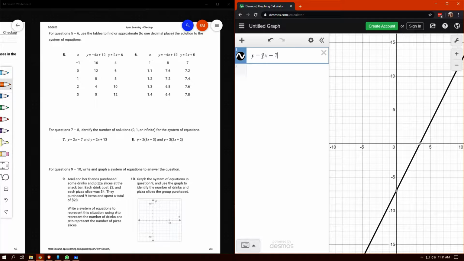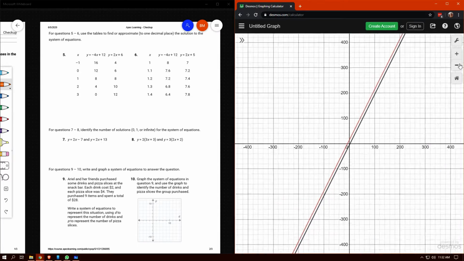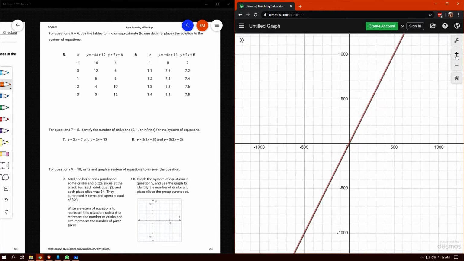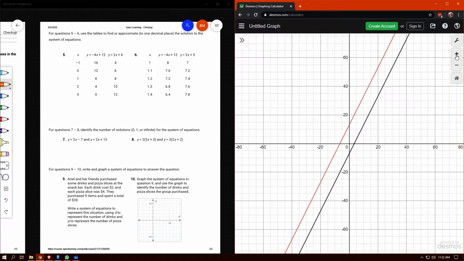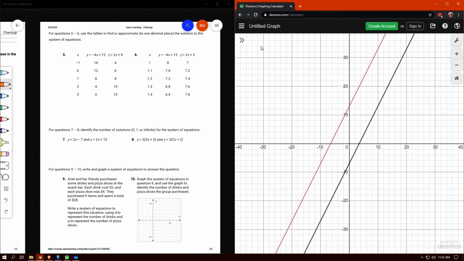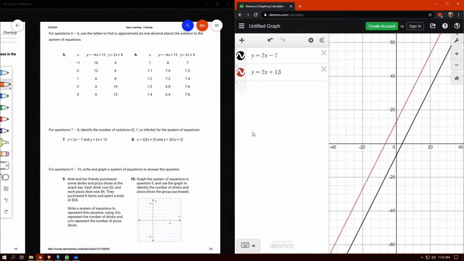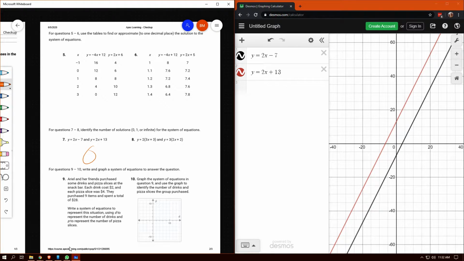So I graph the first one, y equals 2x minus 7. I'm going to graph the second one, y equals 2x plus 13. Now if I look at this graph, do they ever intersect? If I keep going, they don't get closer, it's just a different spread. They're parallel lines, so they never intersect. That tells me we have 0 solutions.